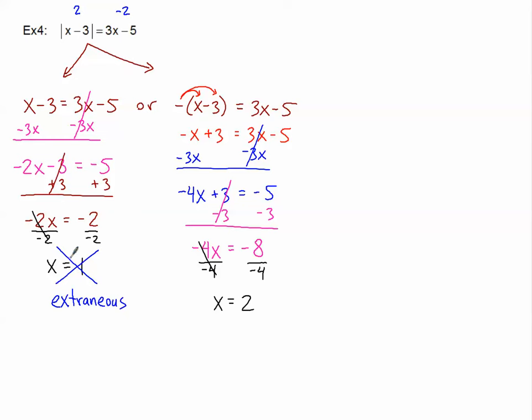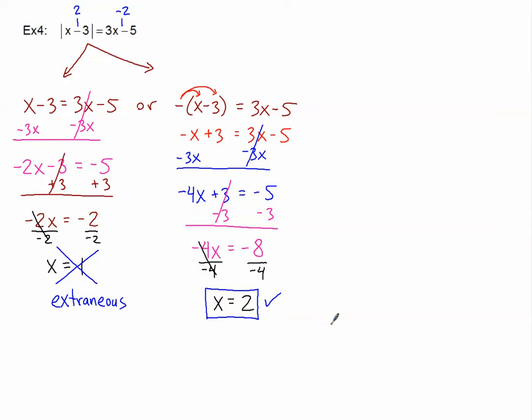So I'm going to put a big X through that so everybody knows that I know this is not a correct answer because it doesn't check. Let's check the 2. Plug the 2 in here, I get 2 minus 3 is negative 1. The absolute value of negative 1 is positive 1. When I plug the 2 into this side of the equation, I get 3 times 2 is 6, and 6 minus 5 is 1. 1 equals 1, so therefore this one does check, and I'll box it in. This equation only had one solution. The other one was extraneous.